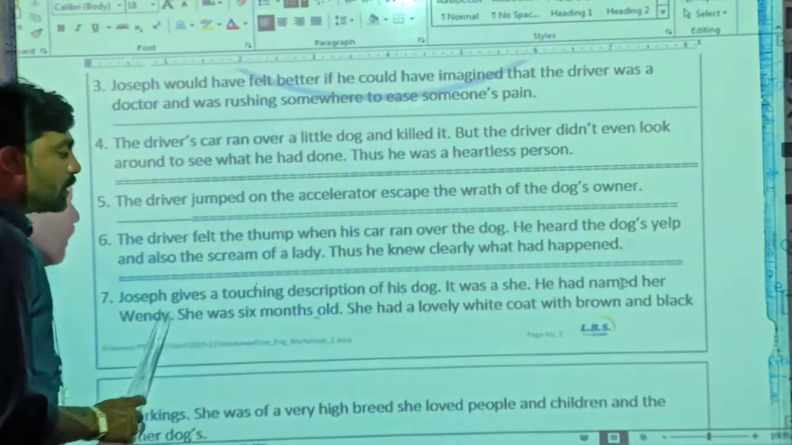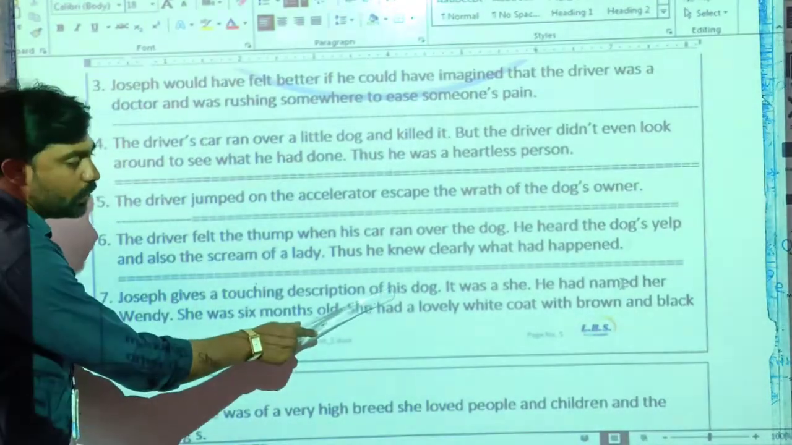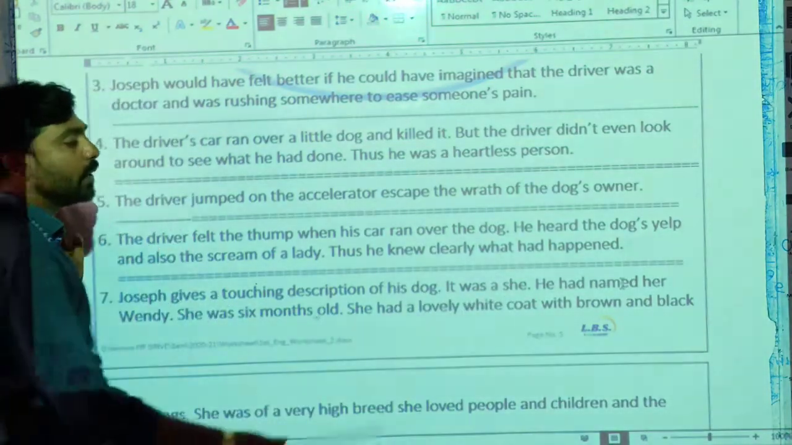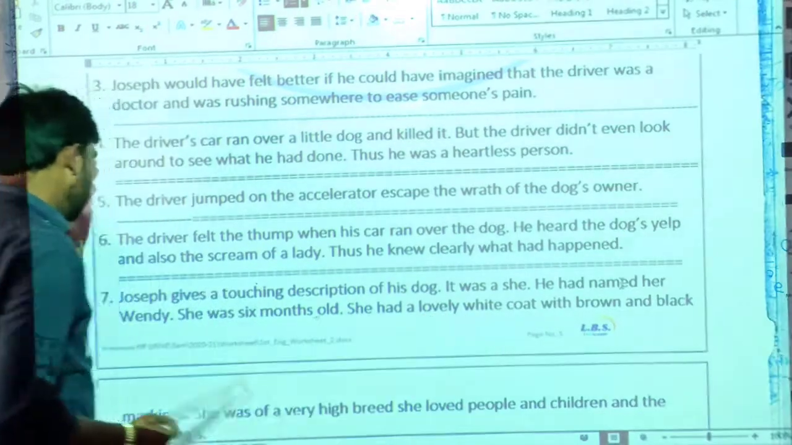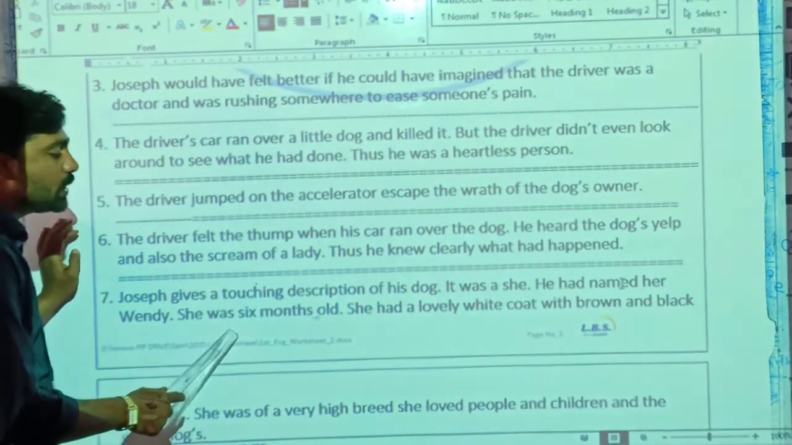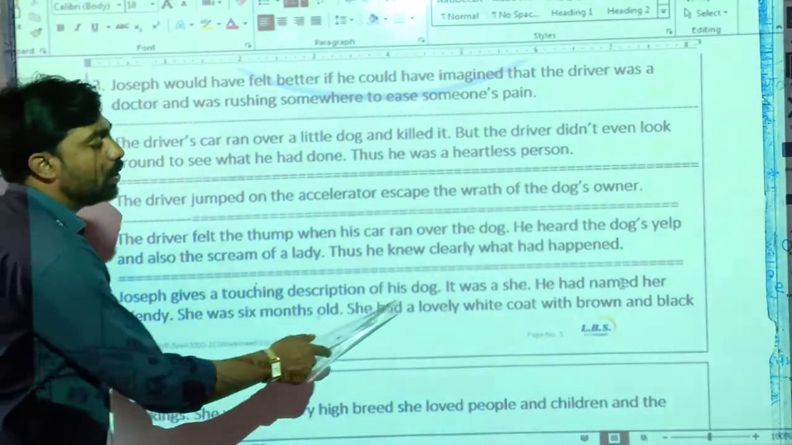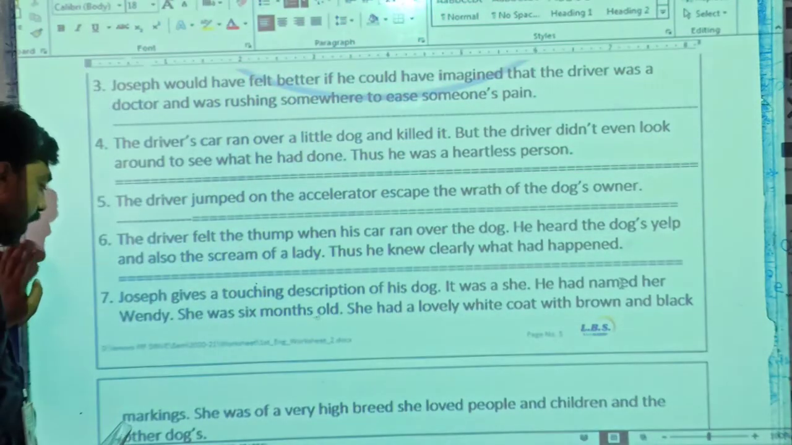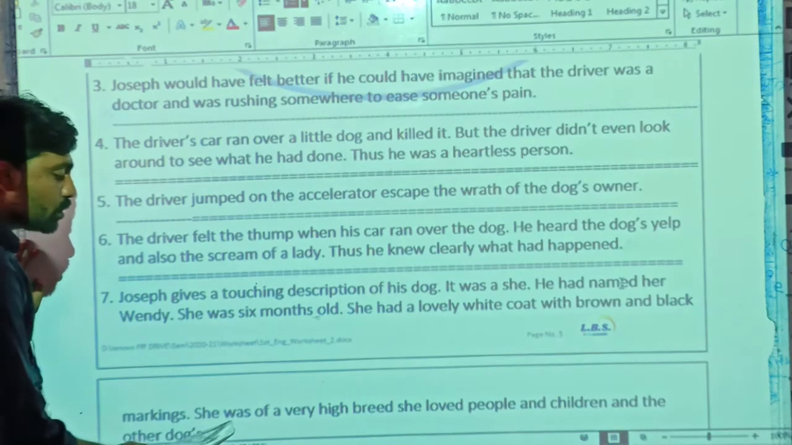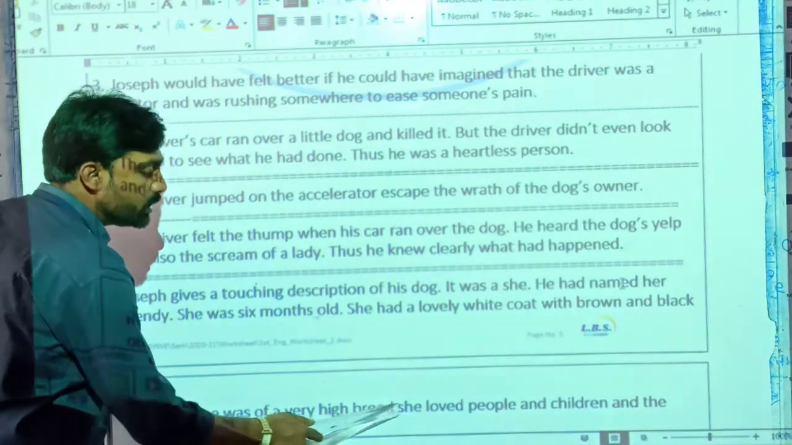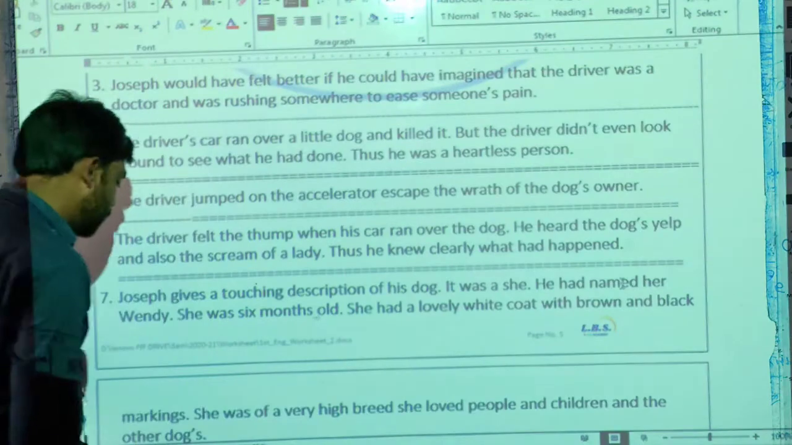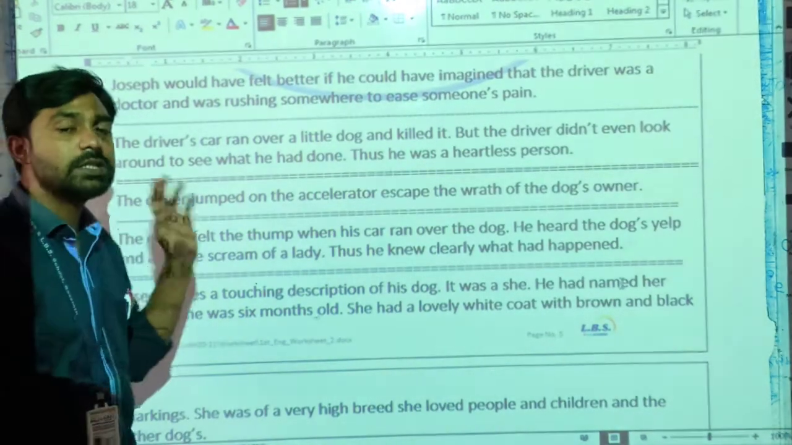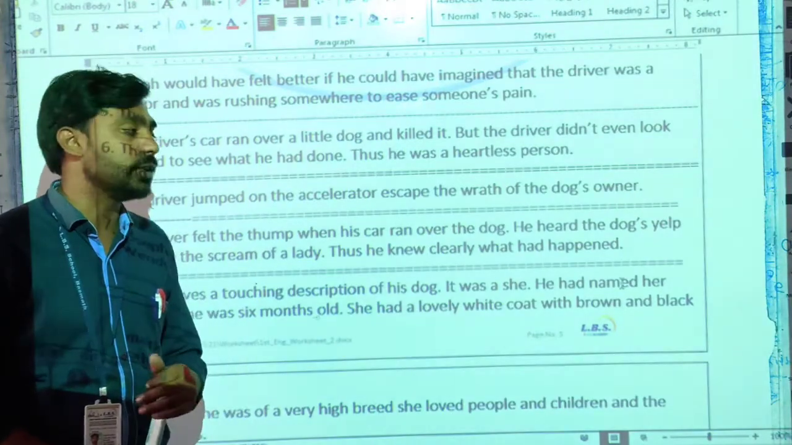Joseph gives a touching description of his dog. It was a she, meaning a female dog. It was a female dog, Windy. He had named her Windy. She was 6 months old and she had a lovely white coat with brown and black markings. She was of a very high breed. She loved people and children and other dogs. So in this way, Joseph has described the dog in his letter.